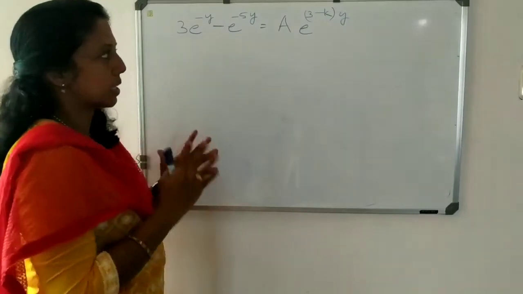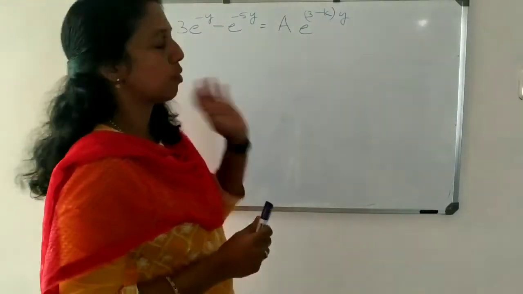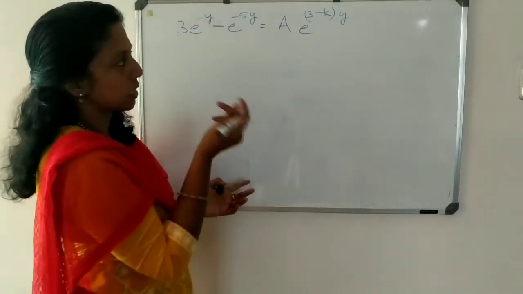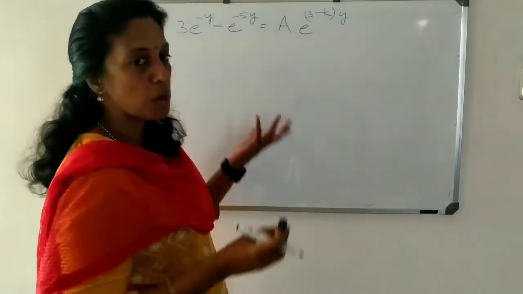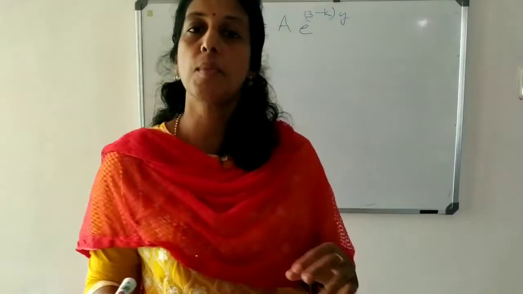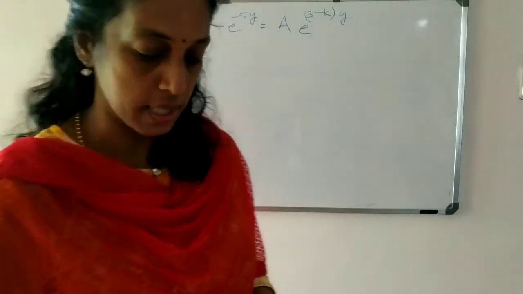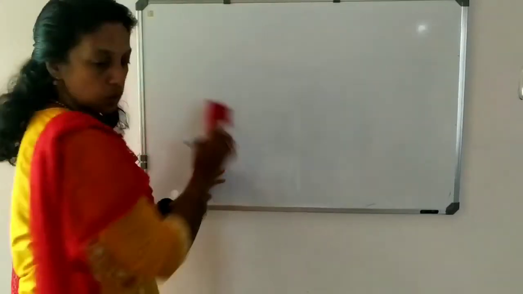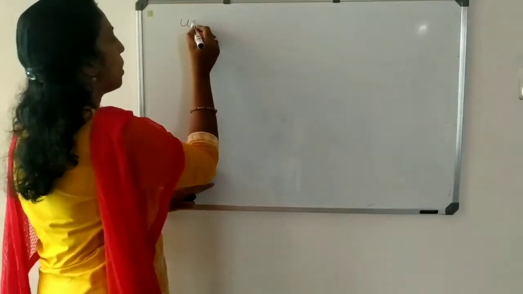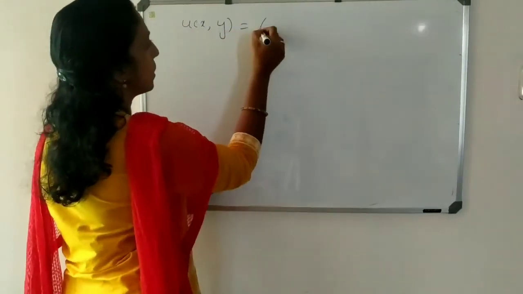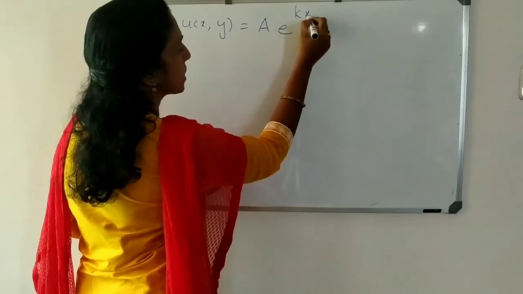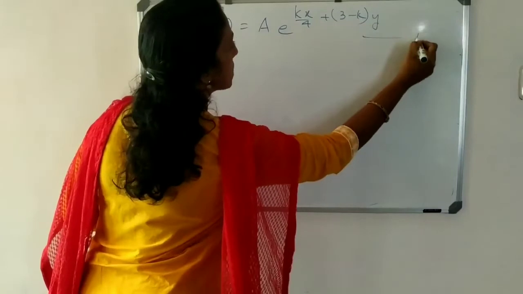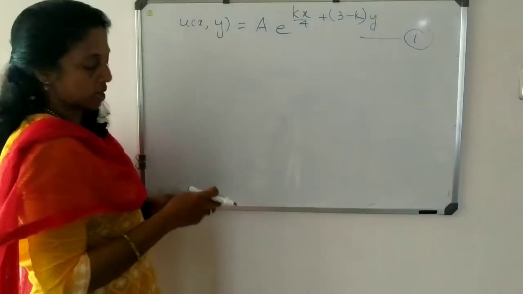So in problems like this, we will take the solution u of x, y as the sum of two independent solutions separately. For this case, our earlier solution was u of x comma y is equal to a into e raised to kx by 4 plus 3 minus k into y. This was our trial solution.